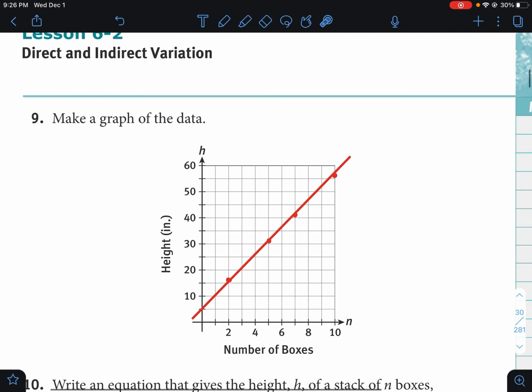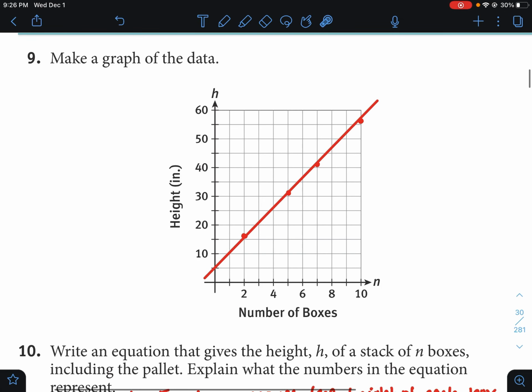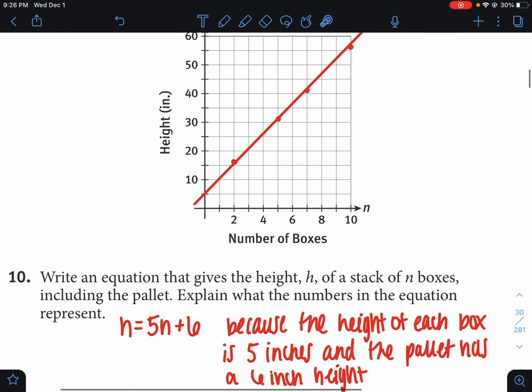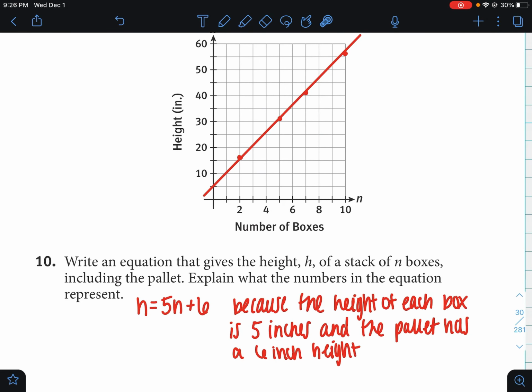All right, scrolling on down here, if we were asked to make a graph of the data, we could look directly above and plot those points. If I were asked to connect a line, we would go all the way through our y-intercept, and it would be a generalized line here. So if I had to write an equation that gives the height of the stack and the number of boxes, including the pallet, height is equal to 5 times the number of boxes, because each box is 5 inches tall, plus the 6 inches that doesn't change from the height of the pallet. That's where this equation comes from.